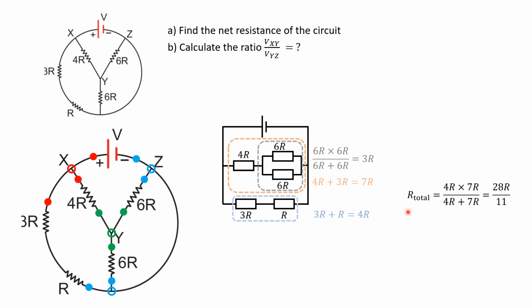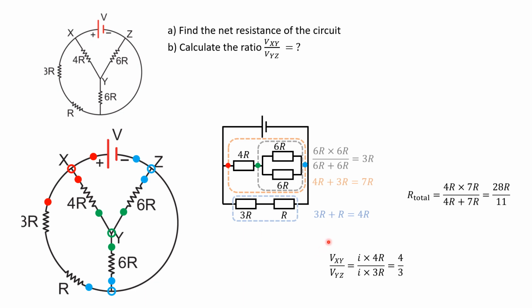Now, what are we going to do about the second part, where we have to calculate the ratio of the voltages between these red, green and blue points? Well, we know that the red point corresponds to the beginning of 4R, the green point corresponds to where 4R meets 6R, and the blue point corresponds to where the two 6Rs meet. And we know that the resistance of this region is just 3R, and this is 4R.